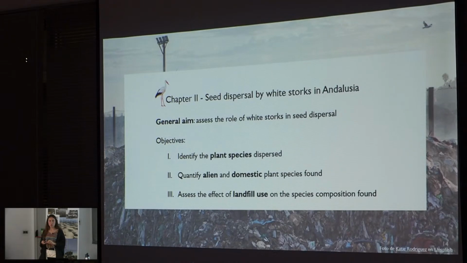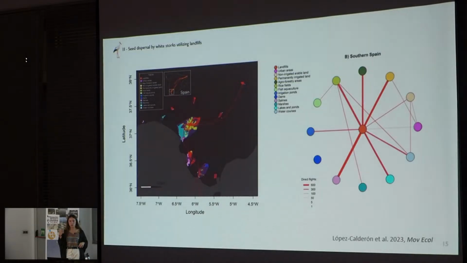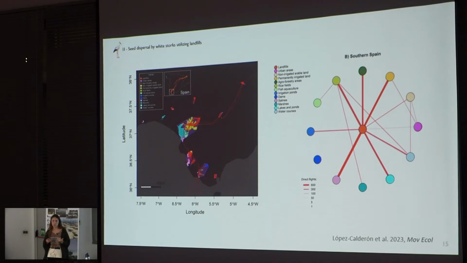In the second chapter, we want to assess the role of white storks in seed dispersal in Andalucía, identifying the plant species that they dispersed, quantifying alien and domestic plant species that we find, and assessing the effect of landfill use on the species composition found. From previous work by López Calderón and colleagues, we know that white storks are using and connecting landfills with different croplands and also with natural wetlands like salines, marshes, and lakes. So we want to see what effect this landfill use can have on seed dispersal.